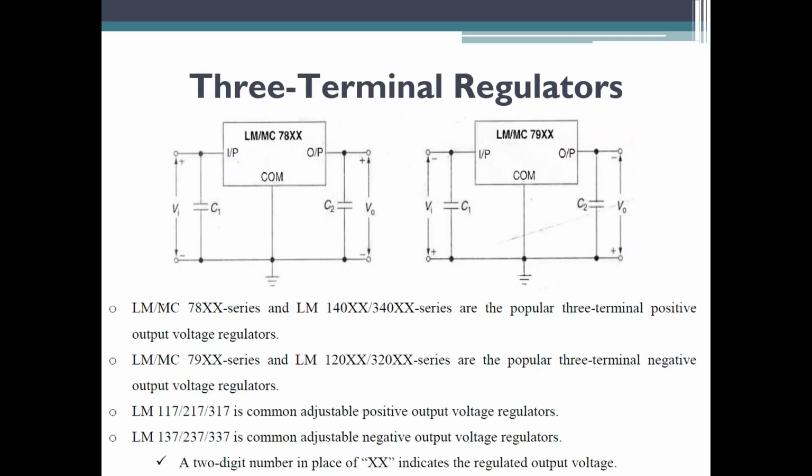Moving on further. This is a circuit diagram, or a symbolic diagram, of your regulators. Normally my regulators will come with 3 terminals. This is actually an IC, and it comes with 3 terminals. You can see the numbers given: LM 78XX, LM 79XX. These are the series, and this XX actually indicates the regulated output voltage.